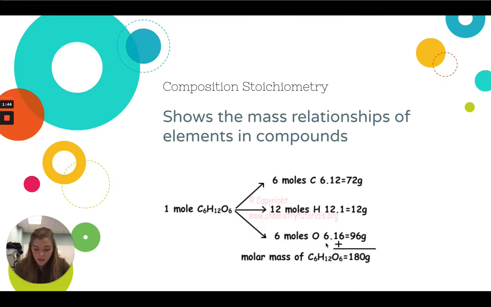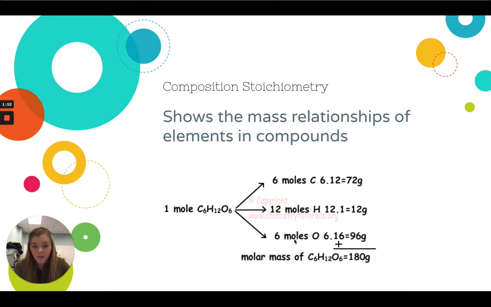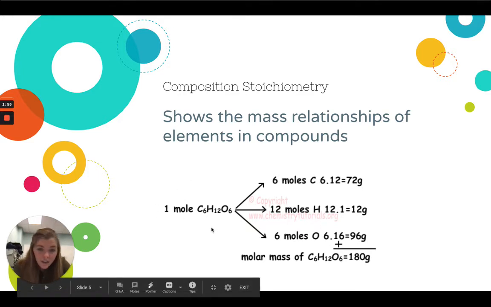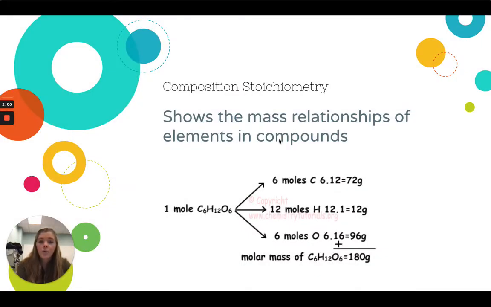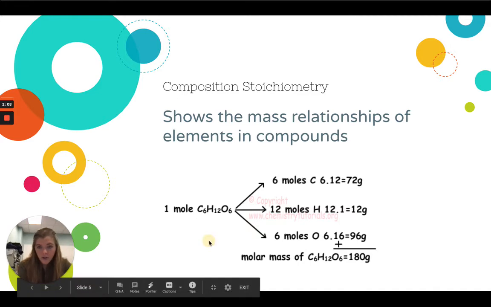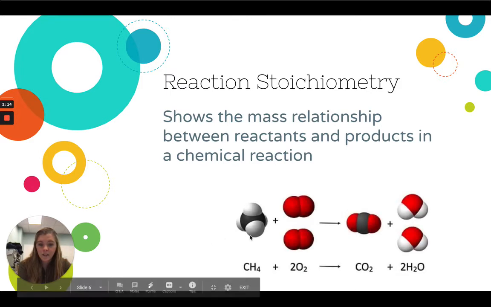So composition stoichiometry is showing us how much something is made out of. So 1 mole of this is actually 6 moles of C, 12 moles of H, and 6 moles of oxygen, even though together it's 1 mole. Reaction stoichiometry then shows the mass relationship between reactants and products. So with composition stoichiometry, we're only looking at a singular compound, whereas in reaction stoichiometry, we're looking at both reactants and products in a chemical reaction. So we're not just looking at CH4, but we're looking at CH4, oxygen, carbon dioxide, and water, and how those all interrelate.